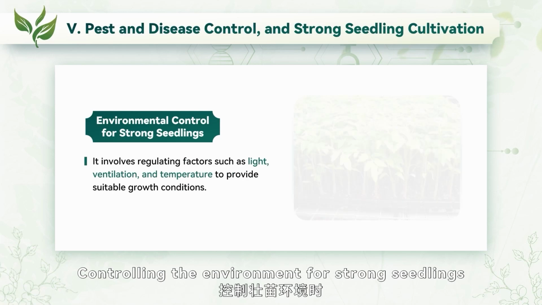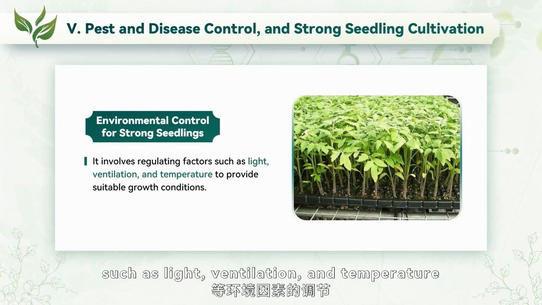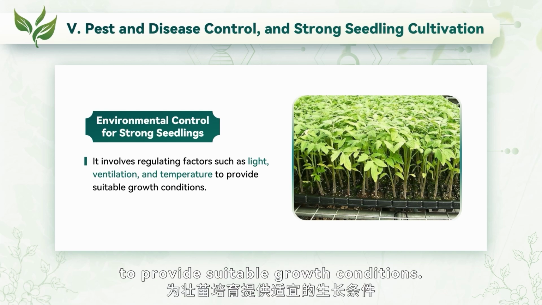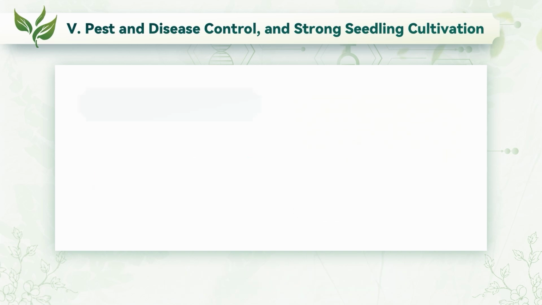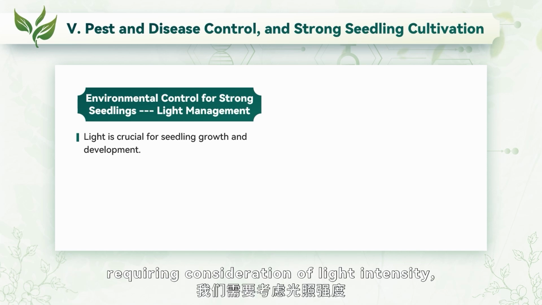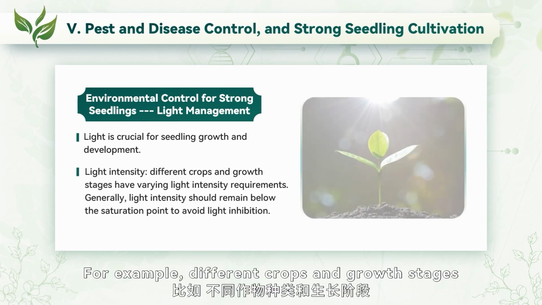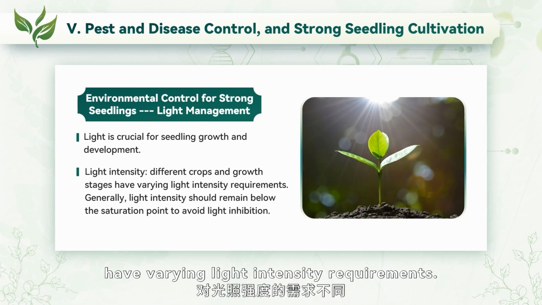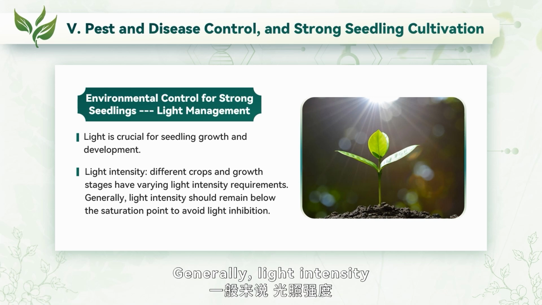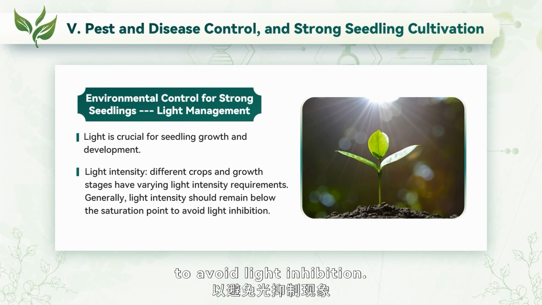Controlling the environment for strong seedlings involves regulating factors such as light, ventilation, and temperature to provide suitable growth conditions. Light is crucial for seedling growth and development, requiring consideration of light intensity, duration, and uniformity. For example, different crops and growth stages have varying light intensity requirements. Generally, light intensity should remain below the saturation point to avoid light inhibition.